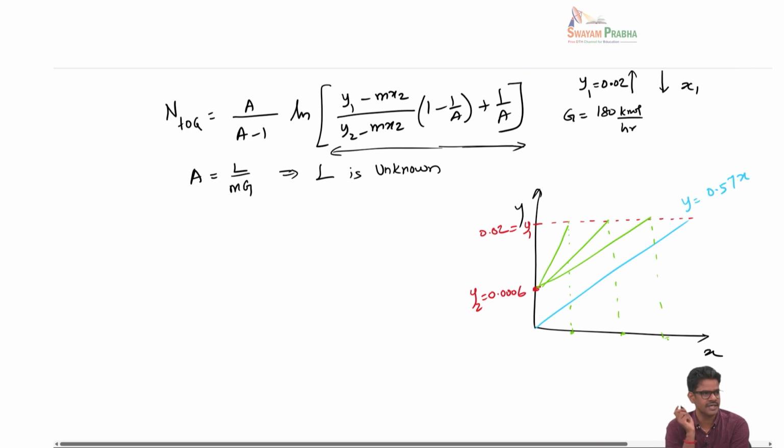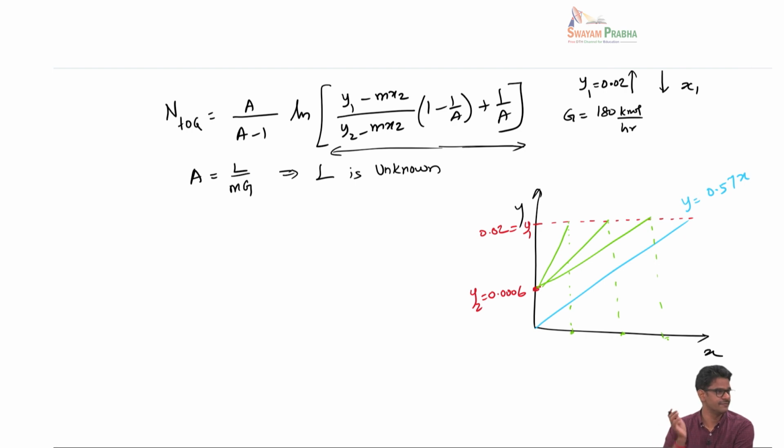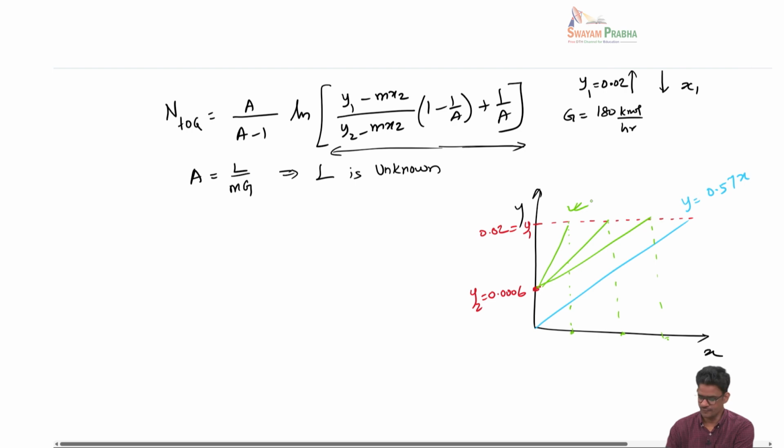Secondly, the average driving force available will also be different based on different slopes. For example, if I take this one, the driving force is actually these lines. If I choose this particular line, then the average driving forces are these. So by choosing L, there are so many things we can do.